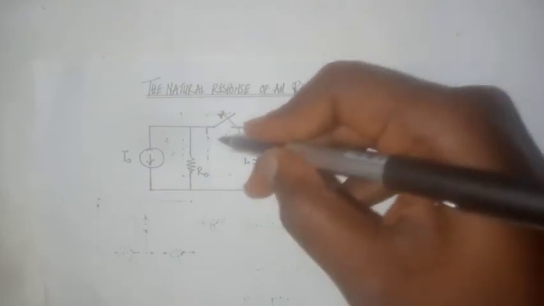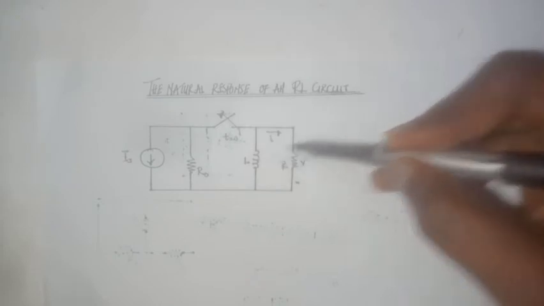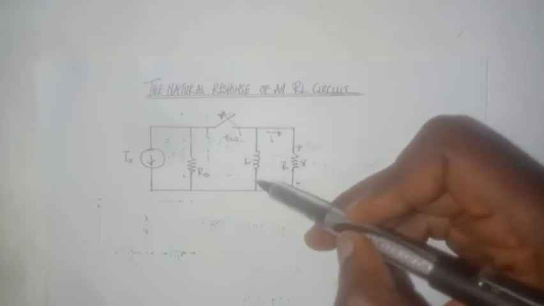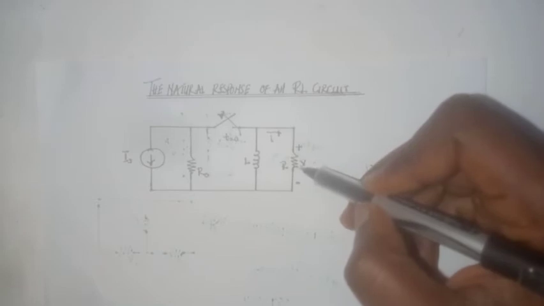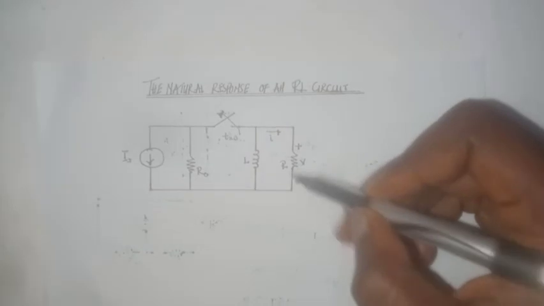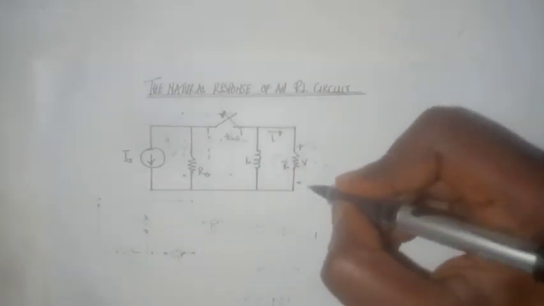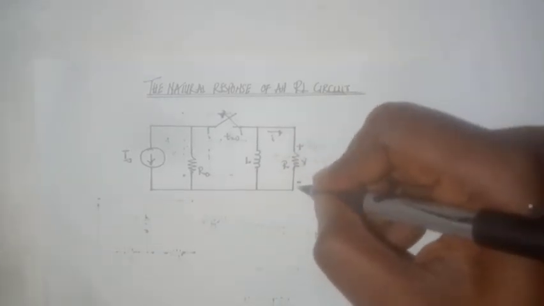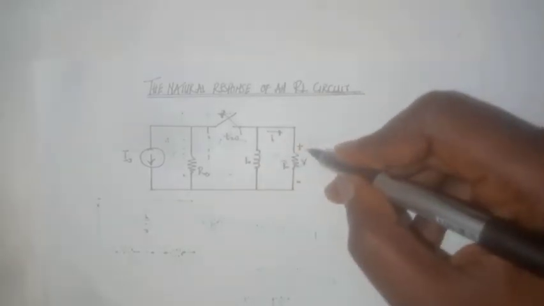Then all of a sudden we open the circuit, we open the switch, and when we open the switch, this inductor and this resistor are isolated from the rest of the circuit, and this inductor begins to discharge the energy that has been stored in it through this resistor. Now the natural response of this circuit is the description of the voltages and currents across the terminals of this resistor as the inductor discharges.